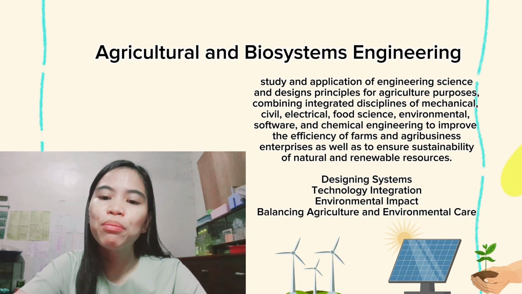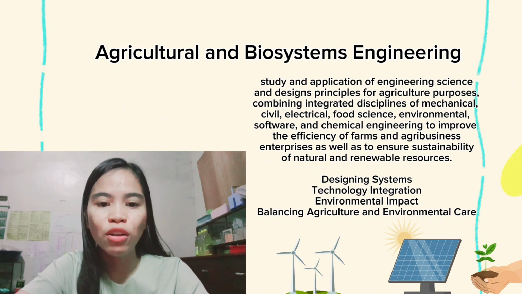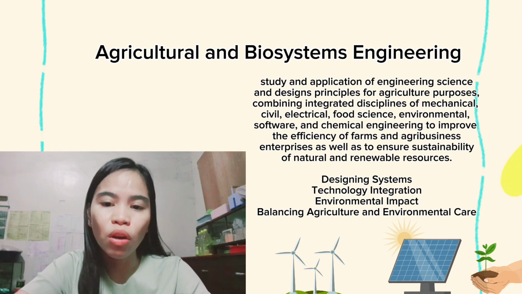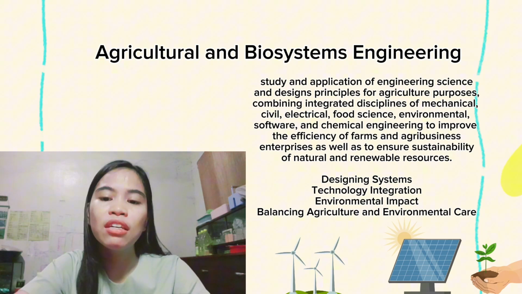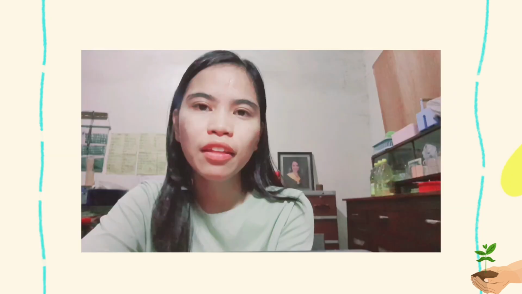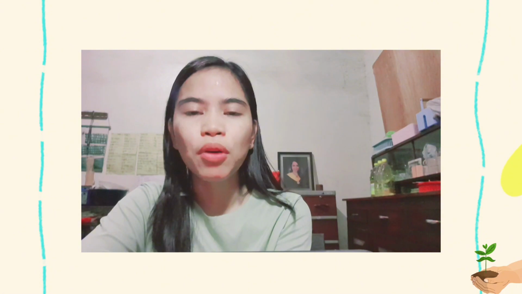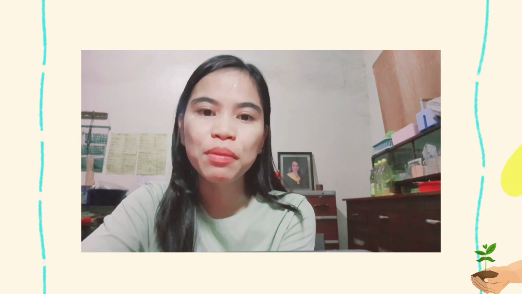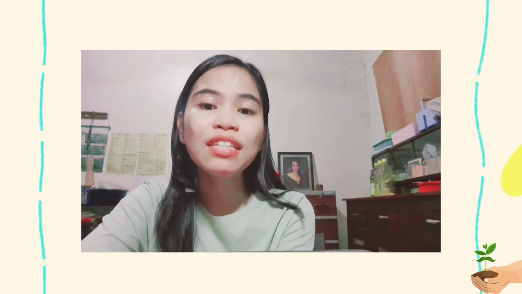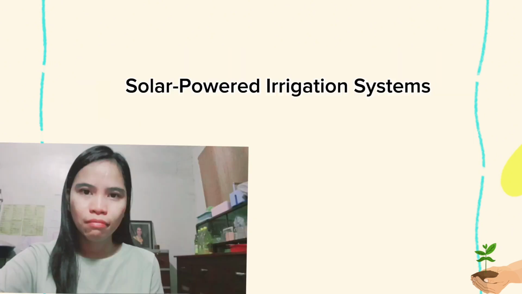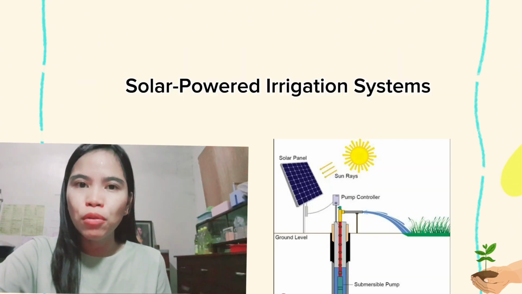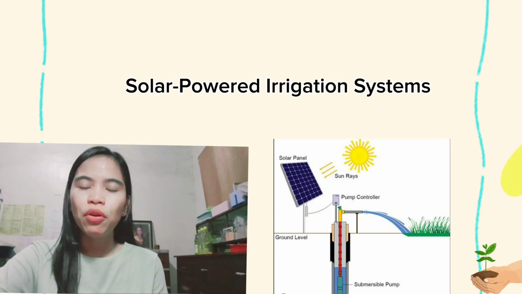Sustainable agriculture means finding balance. As we produce food in agriculture, we take care of the soil, water, and biodiversity as we bridge food sustainability and environmental care together. Now, here are some examples of sustainable designs and projects in agricultural and biosystems engineering that have successfully reduced environmental impact. The first and most popular one is the solar-powered irrigation system.